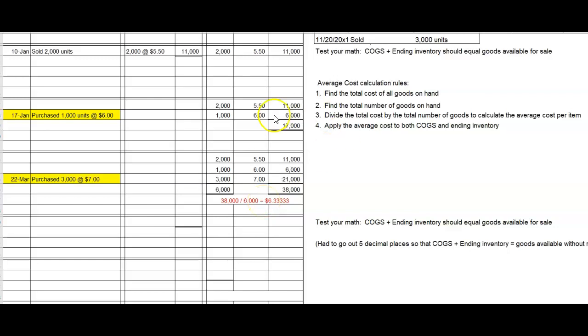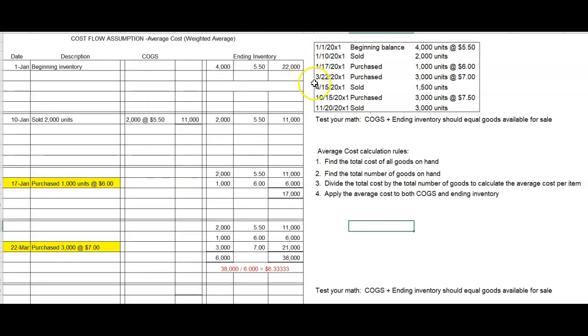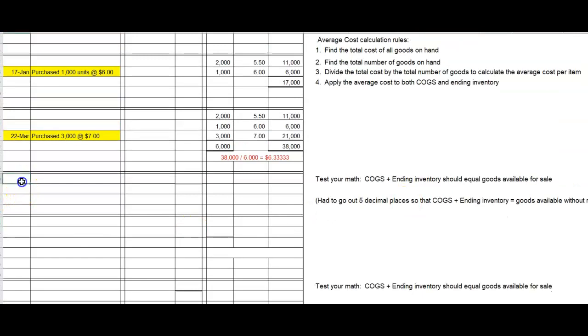The next thing is to apply the average cost to both cost of goods sold and ending inventory. Let's get started on that. On April 15th, we sold 1,500 units. 1,500 units sold at an average cost of $6.33333 each equals $9,499.995, which easily rounds to $9,500 whole dollar amounts.